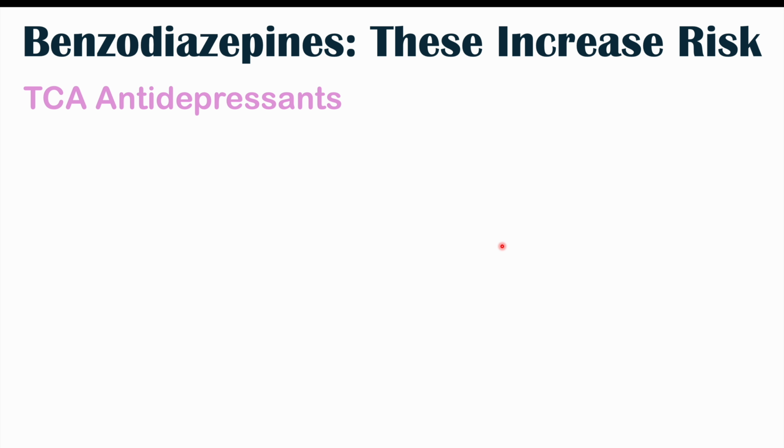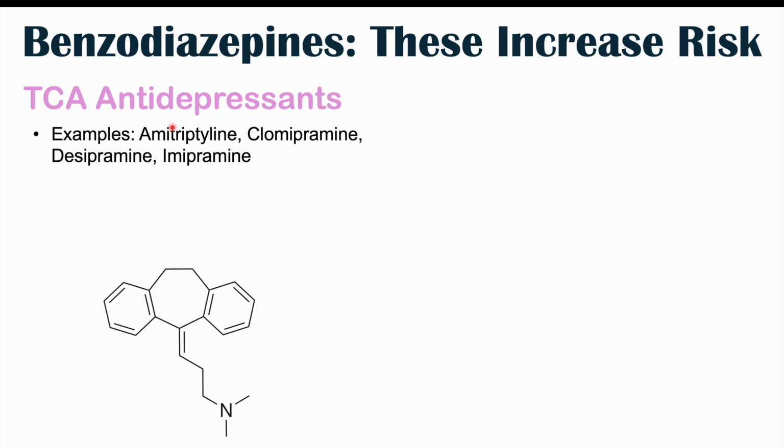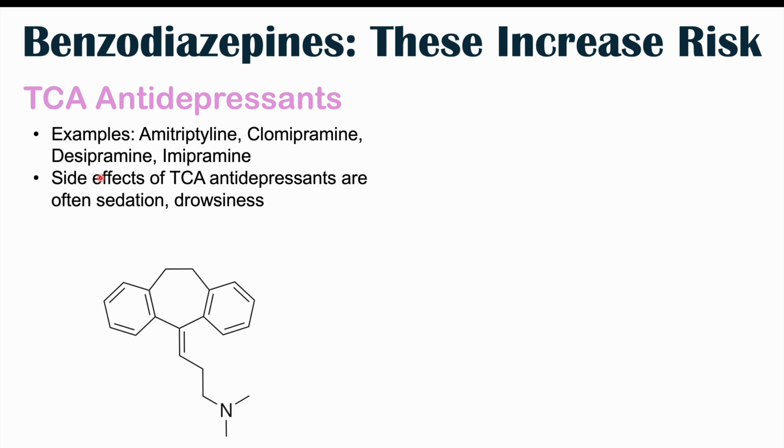Some other medications that can worsen or add to side effects of benzodiazepines include TCA antidepressants, or tricyclic antidepressants. Some examples include amitriptyline, clomipramine, desipramine, and imipramine. The reason is because side effects of TCA antidepressants are similar to side effects of benzodiazepines, including sedation and drowsiness. So when taking both of these together, they can have an additive effect, worsening the side effects of benzodiazepines.